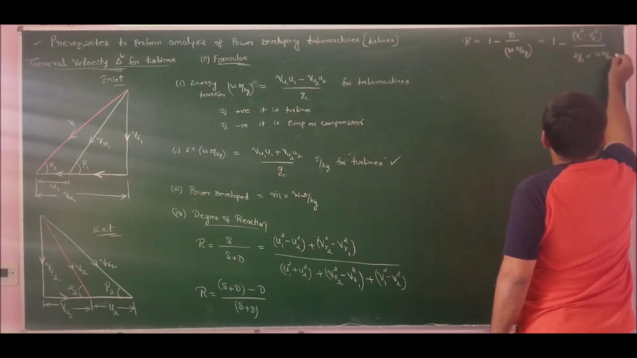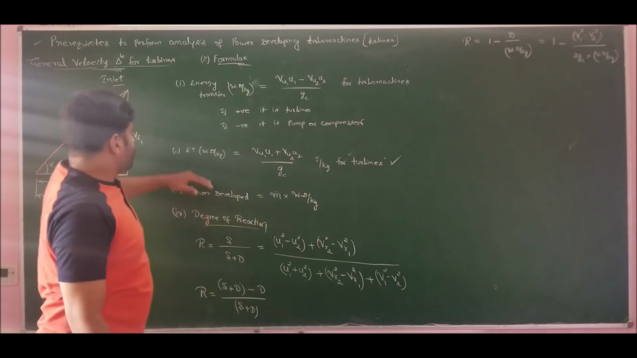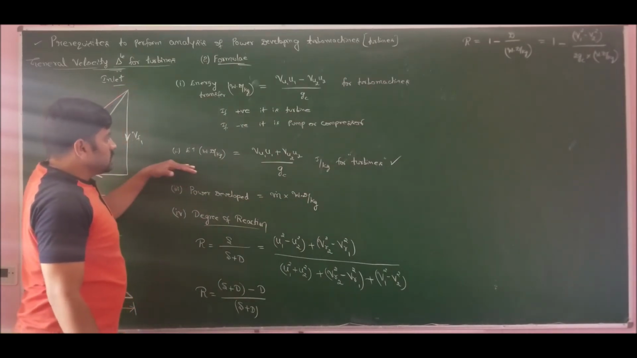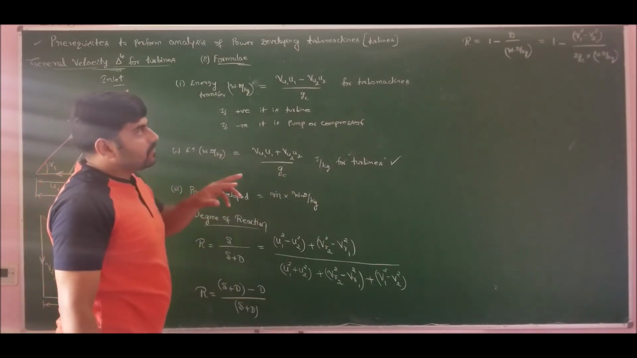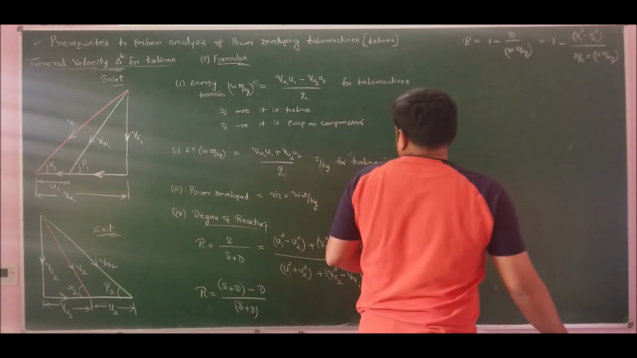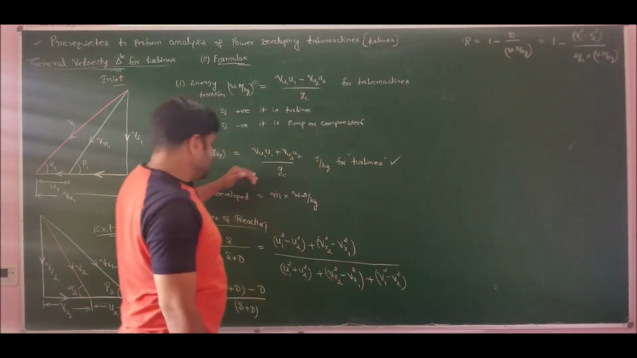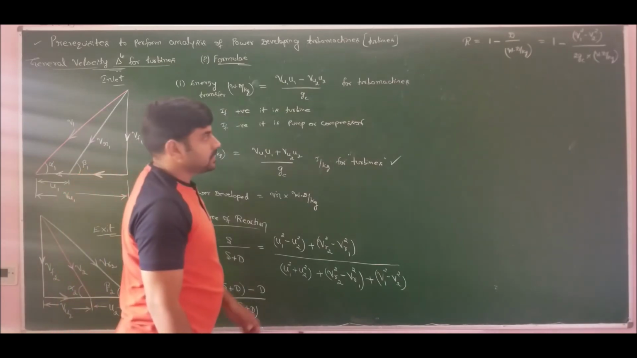In the case of work done per kg, either I can substitute the Euler's equation for energy transfer, or I can substitute the alternate form of Euler's equation for energy transfer. The alternate form of Euler's equation for energy transfer is the static plus dynamic component, whole divided by 2gc.